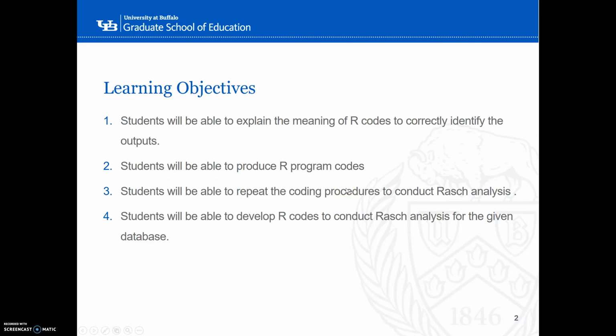Okay, so the learning objectives for today are: you will be able to explain the meaning of R codes to correctly identify the outputs, you will be able to produce R program codes, you will be able to repeat coding procedures to conduct Rasch analysis, and also you will be able to develop R codes to conduct Rasch analysis for the given database.